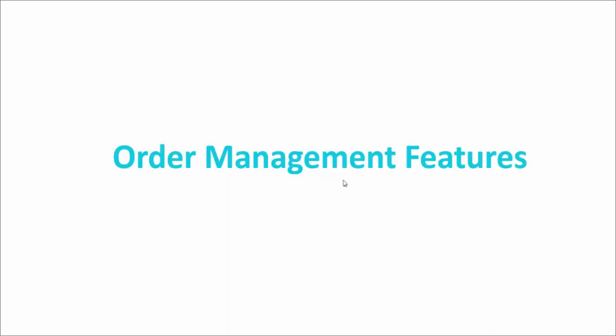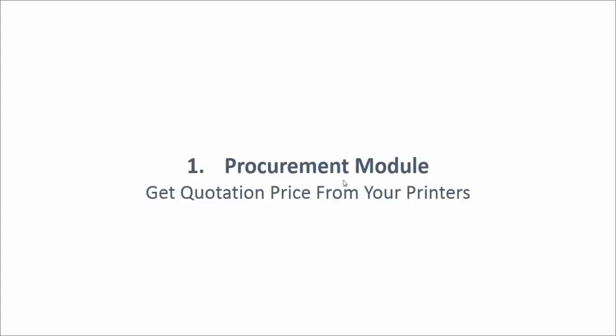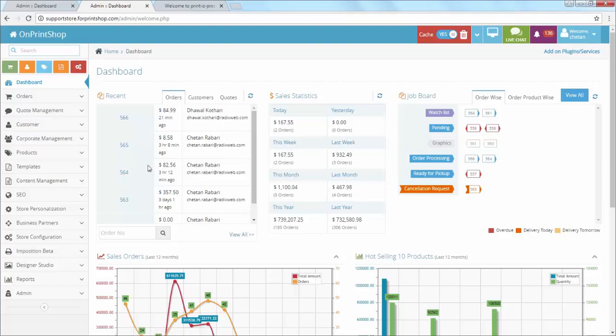So let's start with our order management features, and the first one in the list is the procurement module, where we can get quotation, or we can say get pricing from printers on the quotation received from our customers. Let me go into the backend and share how quickly we can get the quotation. We can share quotation with the printers and get pricing from them.